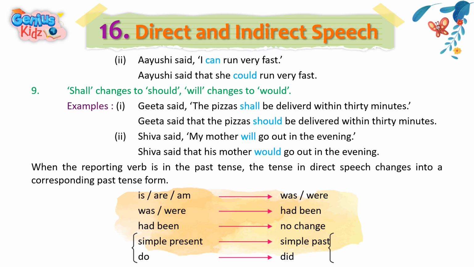When the reporting verb is in the past tense, the tense in direct speech changes into a corresponding past tense form. Is, are, am, was, were, had been, no change, simple present, simple past, do, did.